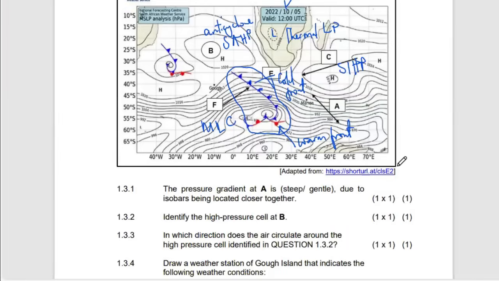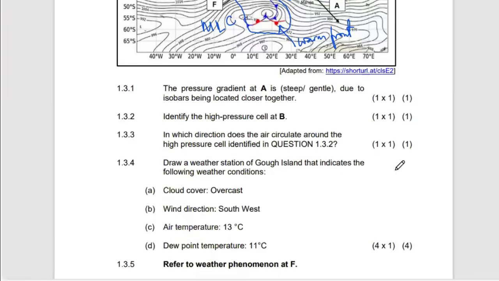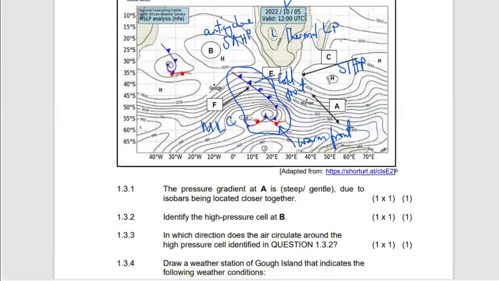So let's try to answer the questions as quickly as possible. The pressure gradient at A, is it steep or gentle? Let's check at A. We are seeing this line drawn here. Let us analyze the isobars crossing along the line at A. If our isobars are close to each other like this, it implies a steep gradient. And a steep gradient gives us strong winds. The winds blowing between those two places, from high pressure to low pressure, will be very strong because the gradient is steep.